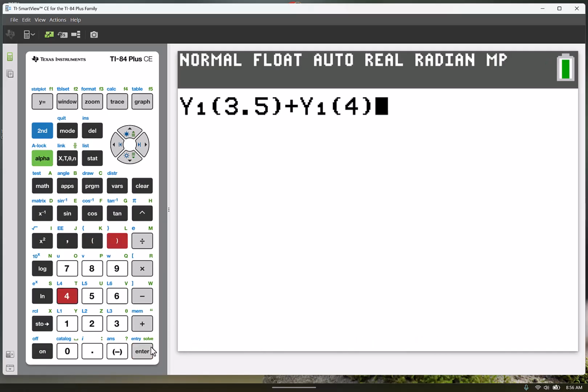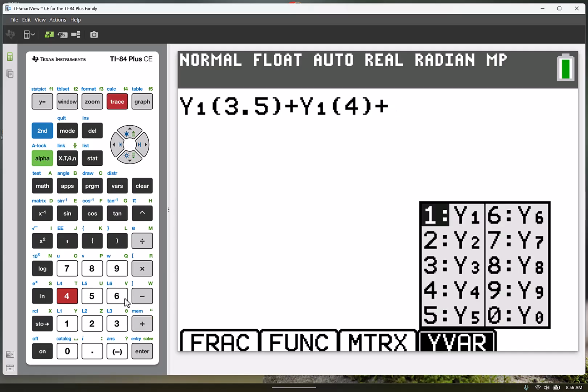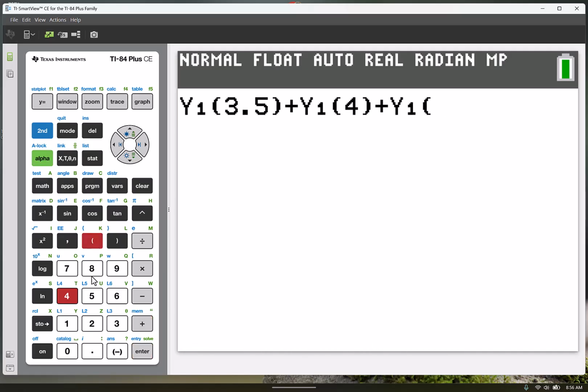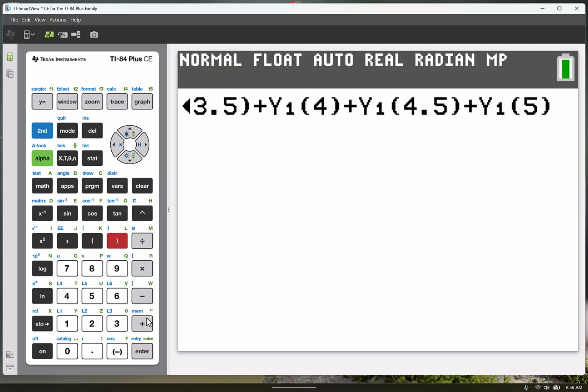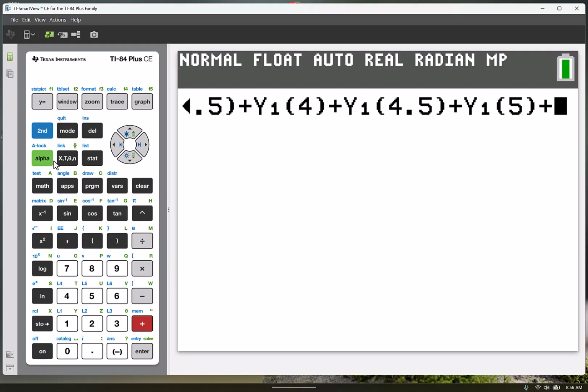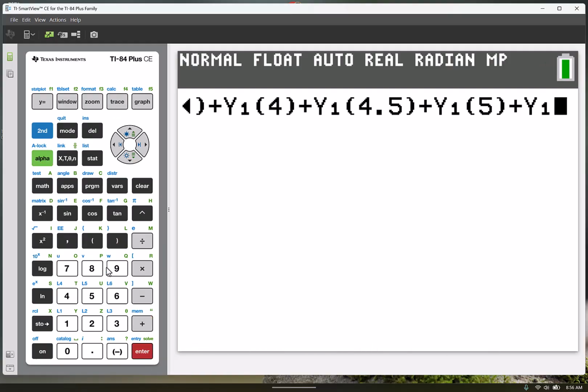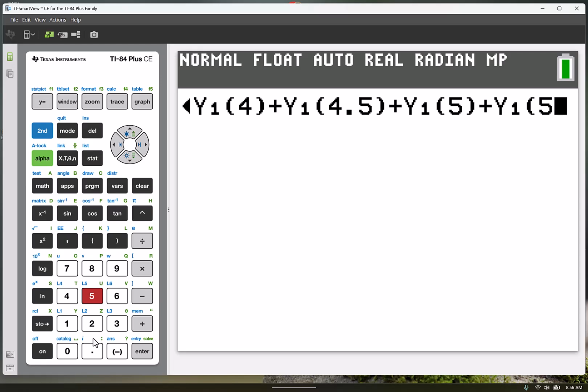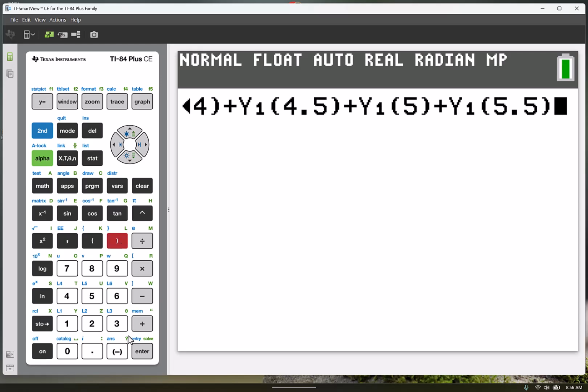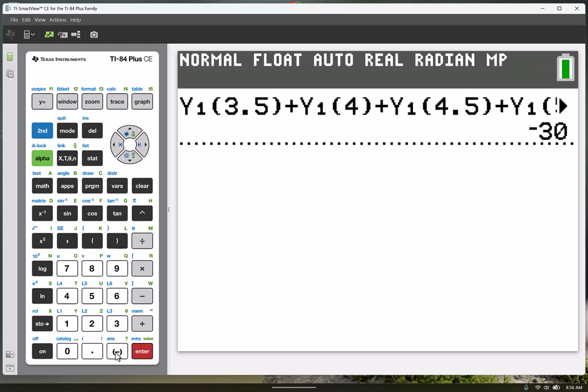You guys know what I'm doing? Plus alpha trace y1. Make sure you practice, guys, so you guys can know how to do it. 4.5 plus alpha trace y1 of 5. Was there a 5.5? Plus alpha trace y1 at 5.5. But there was no 6, right? Okay, so there's the last one. Bam. Negative 30.